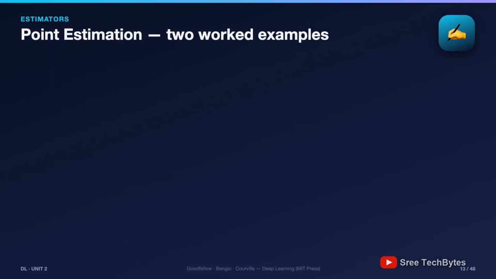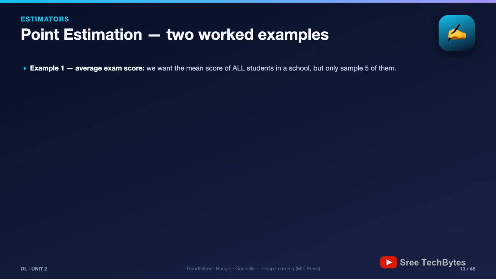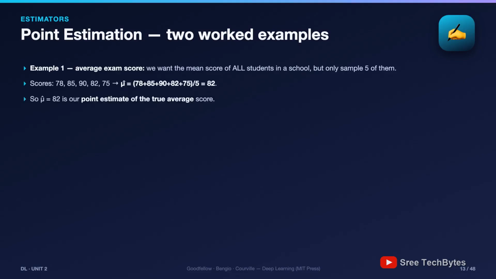Two tiny worked examples to make estimation concrete. Example 1, we want the average exam score of all students in a school, but we can only sample 5 of them. Their scores: 78, 85, 90, 82, 75. Average them, 82. So mu hat equals 82, our point estimate of the true school-wide average.